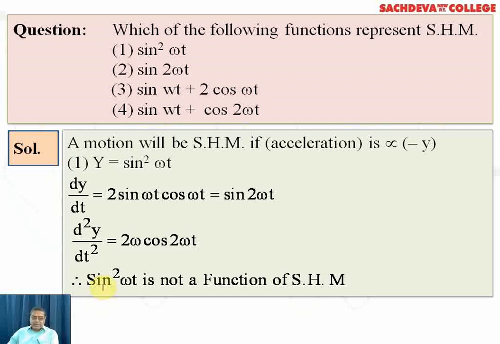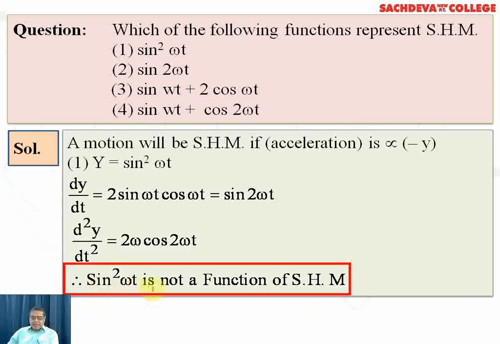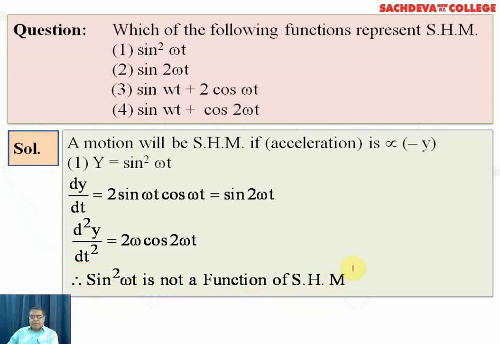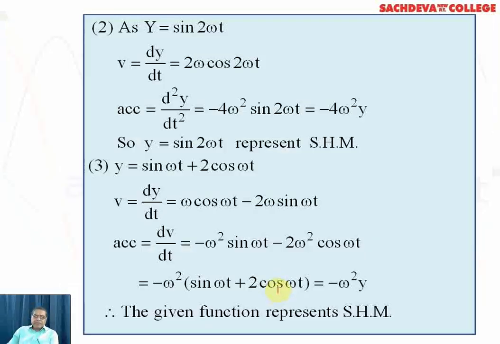Now, our function is sine square omega t. It is not a function of SHM, because in the last two steps, what exactly did we get? In velocity we got sine 2 omega t, and in acceleration we got 2 omega cos 2 omega t, and the given function was a square function, so it means that the square function is not a function of SHM. That is what is proved for the first equation. Now we proceed with the second equation.